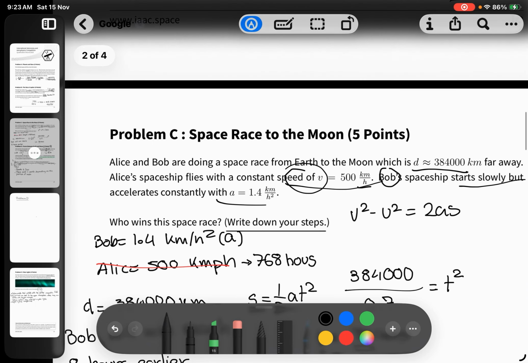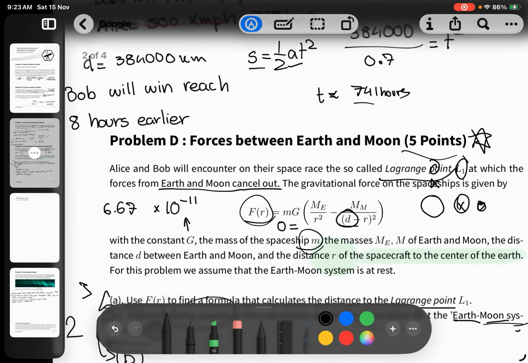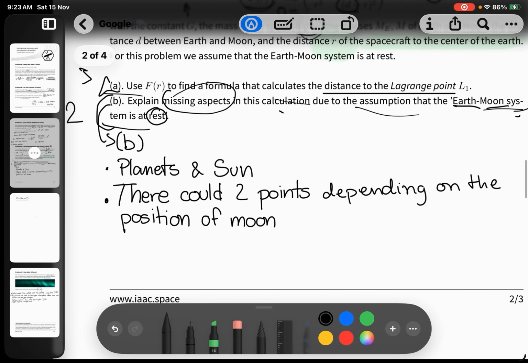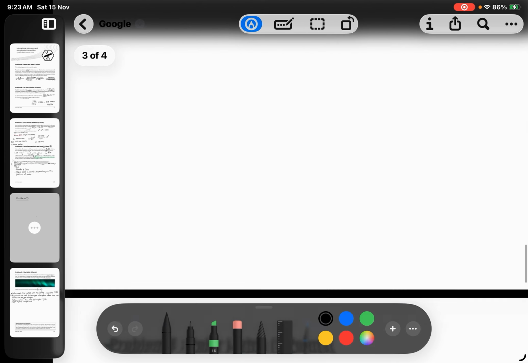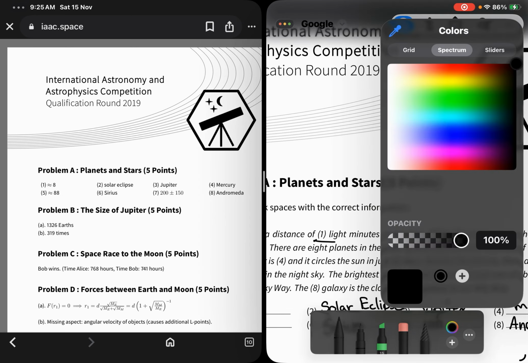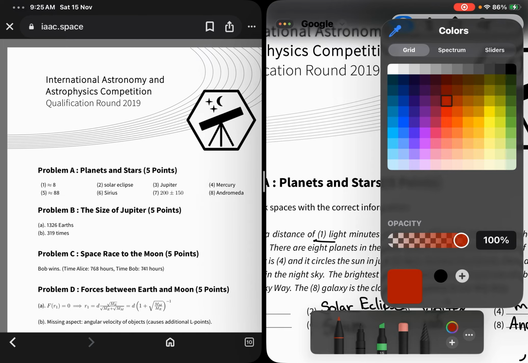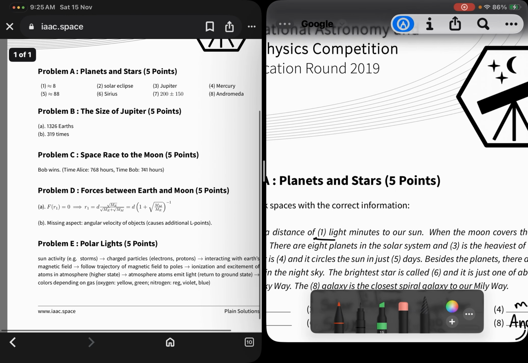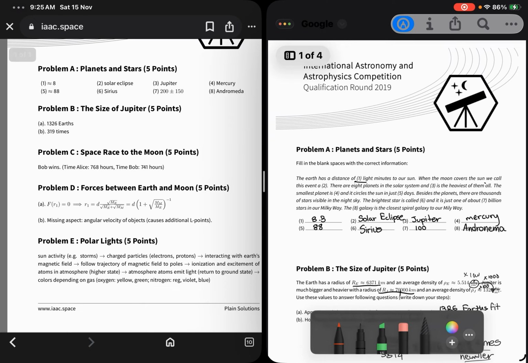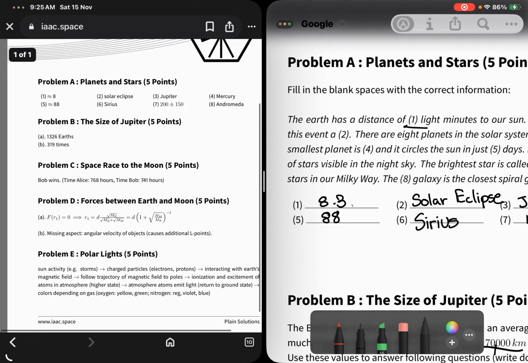Okay, now let's look at the solutions, since I'm finished. Everything except problem D I was able to do. So now let's check my solutions. Okay, so we have the solutions over here. Let me just change my pen color to red. Okay, so it's 8.3, but it says approximately 8. So I think this is fine.